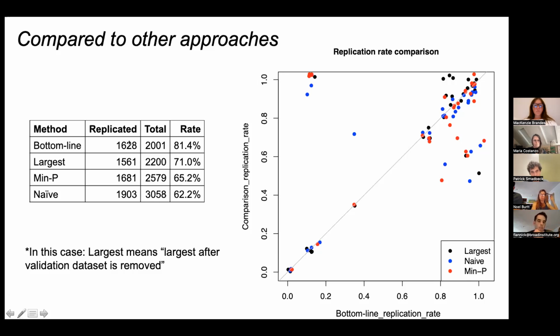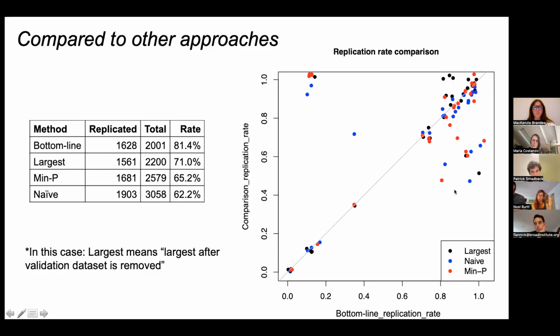And the number of associations for the bottom line is actually lower than the largest here, but given the higher replication rate, there are more associations that are actually replicated that it finds. The naive meta-analysis finds the most associations, but the replication rate is so low that this comes at a cost of a much lower validation rate.